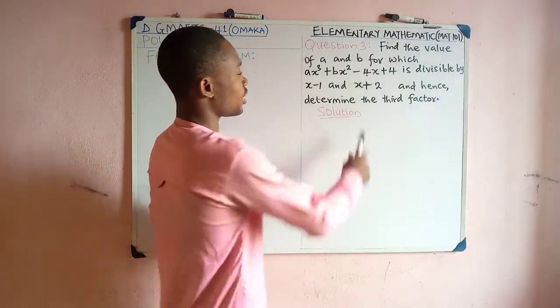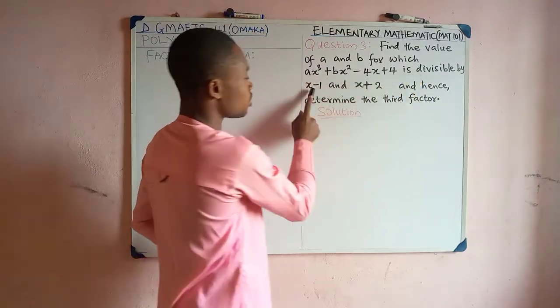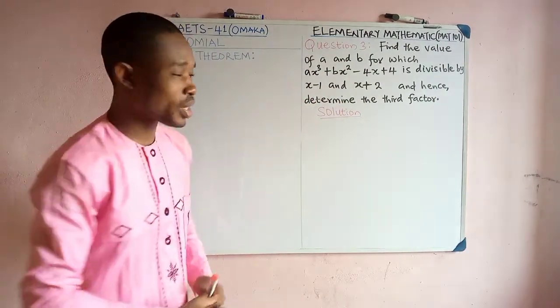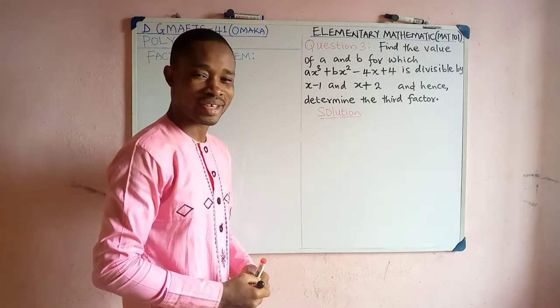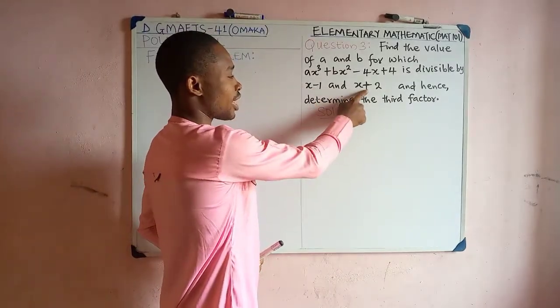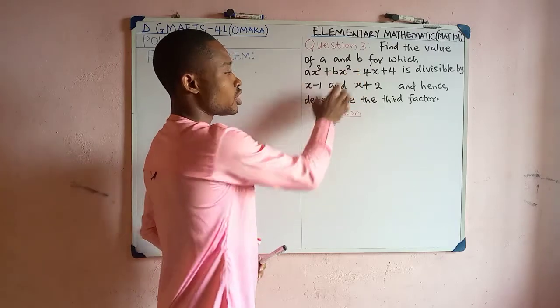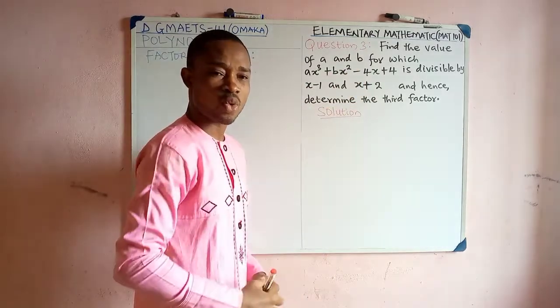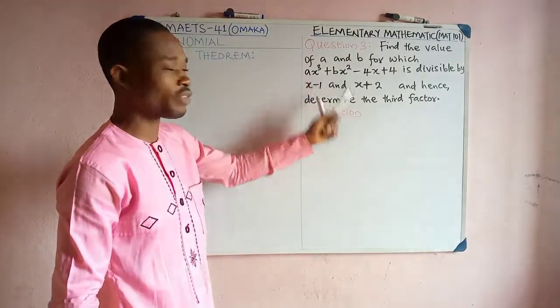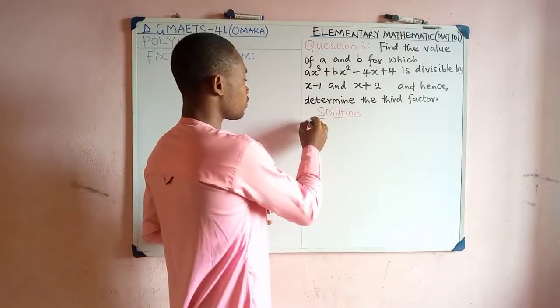The question said that this polynomial is divisible by x - 1 and x + 2, which simply shows that x - 1 and x + 2 are factors of the polynomial. So we are going to obtain the value of x from this factor and from that factor, substitute into this polynomial, create two equations and solve them simultaneously. That will give us the value of a and b. Let's see how it goes.